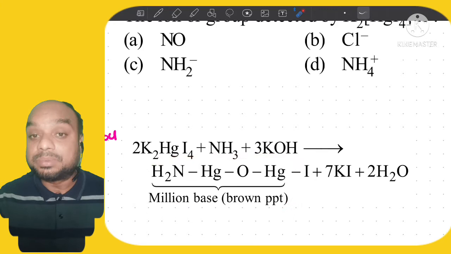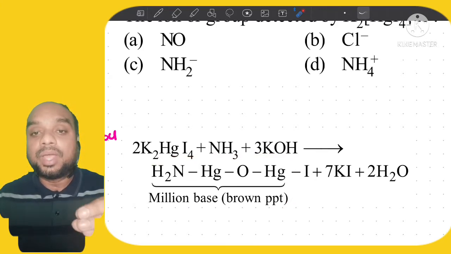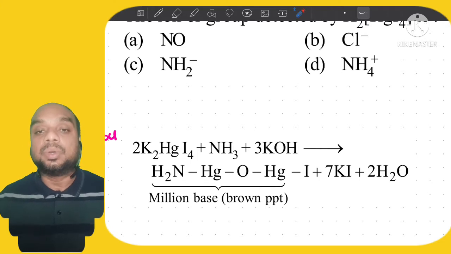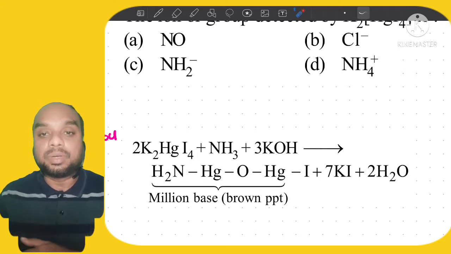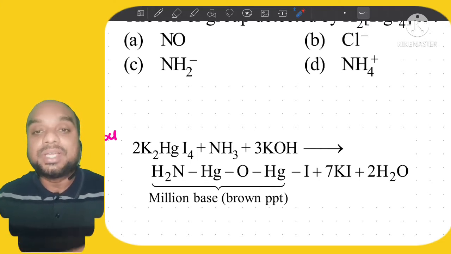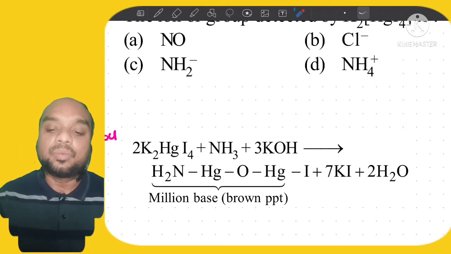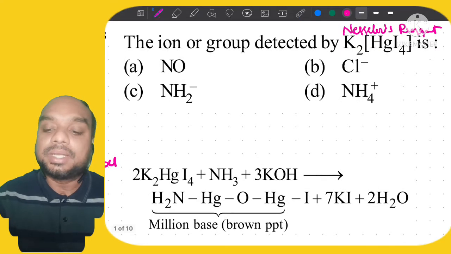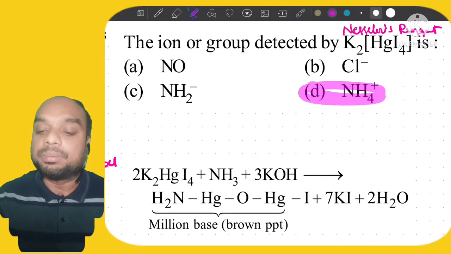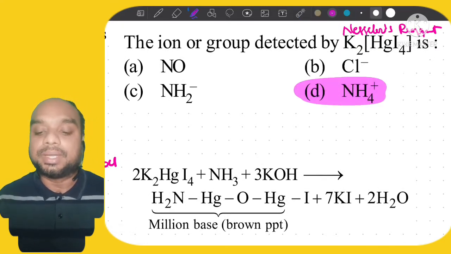So a brown color precipitate is forming. That one is called Millon's base. So when we add Nessler's reagent to ammonia, we get a brown precipitate. So it is the identification test for ammonia. Okay, students, understand? So the answer we can take here is the ammonium cation. You can take this substance.